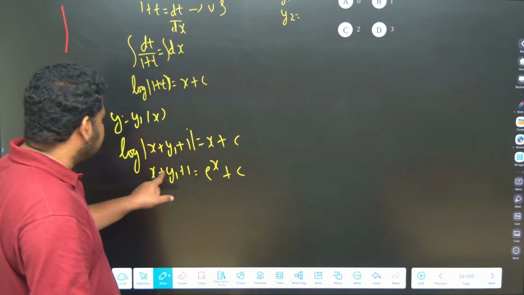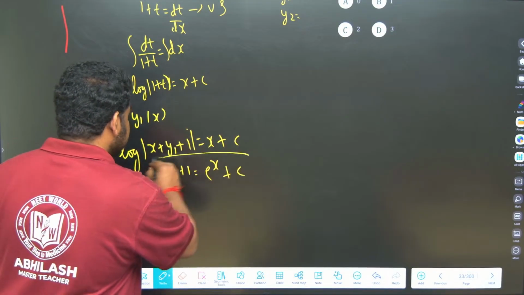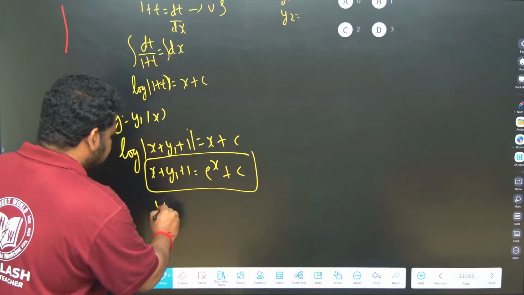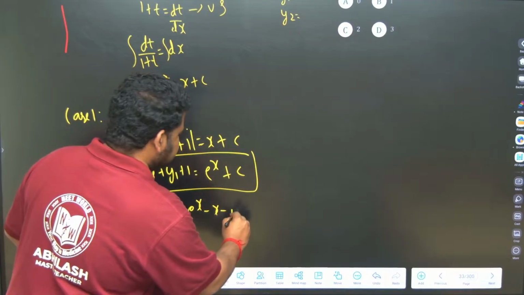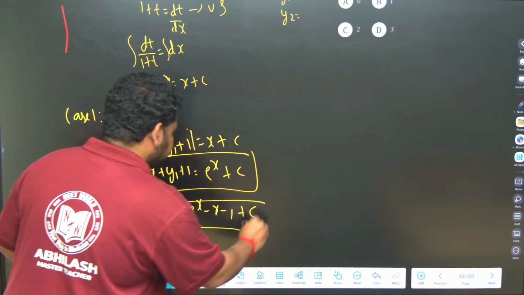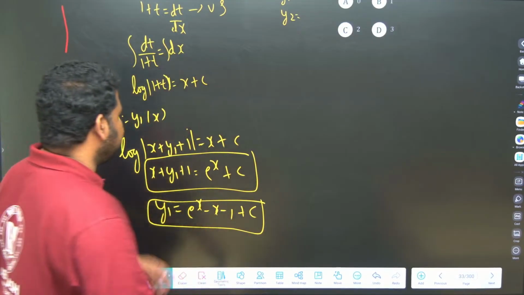Now x plus y1 plus 1 is equal to e power x plus c. This is what I have. Then y1 will be equal to what? y1 will be equal to e power x minus 1 plus c. This is what I have now. I got y1.